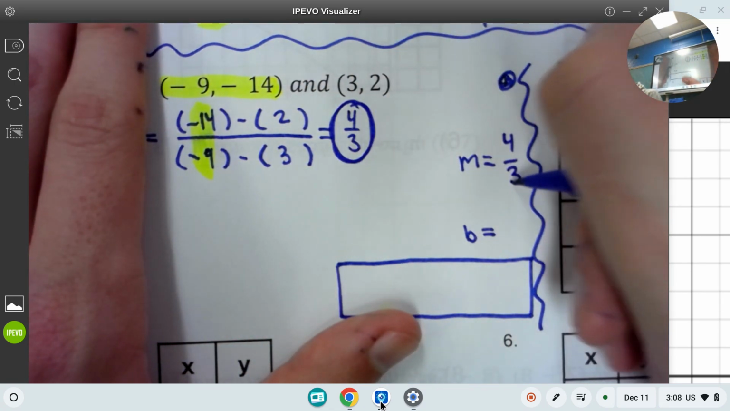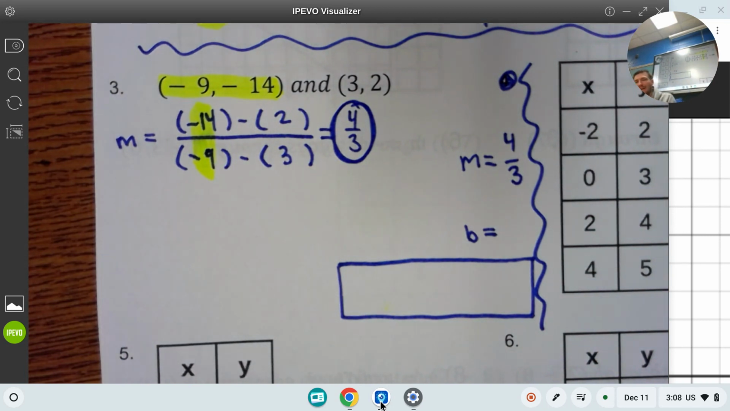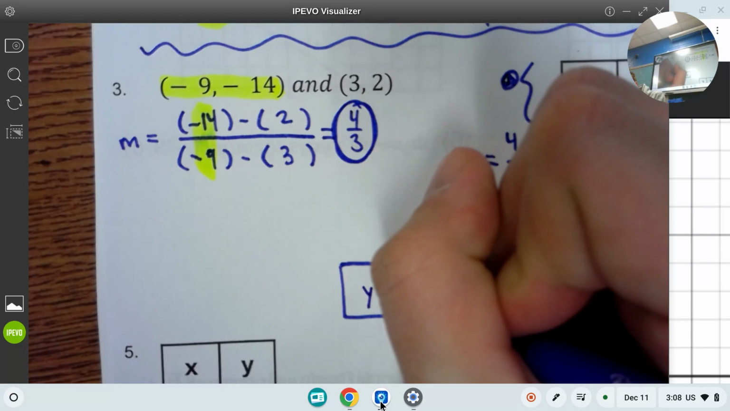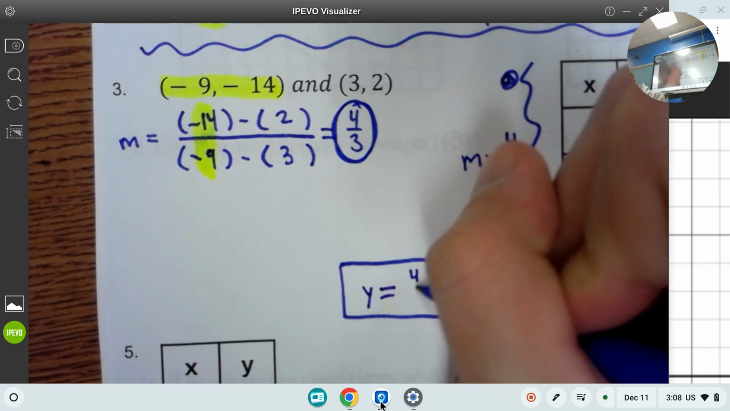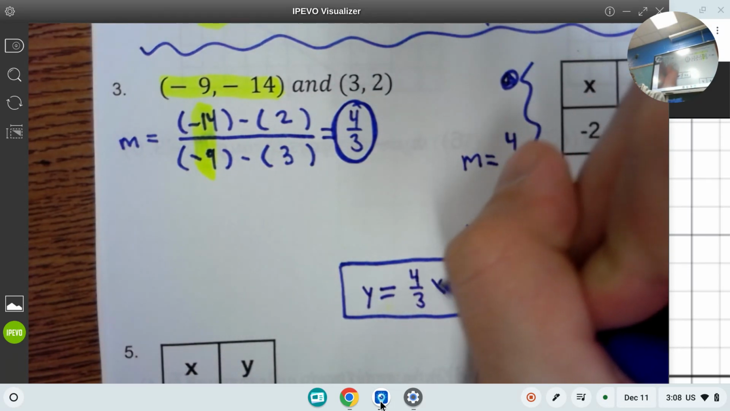4 over 3. We are halfway there. We have half of our information. You know, we even have this much. Y equals 4 over 3x.